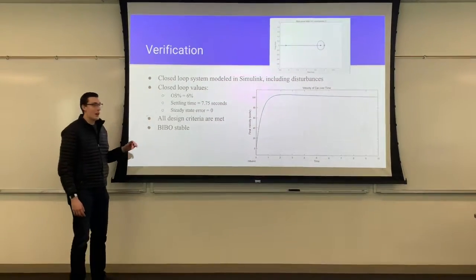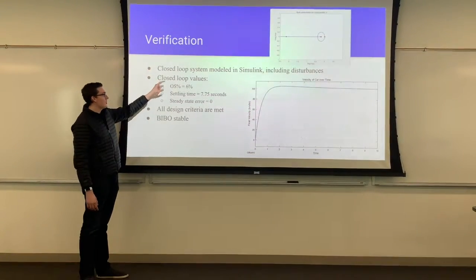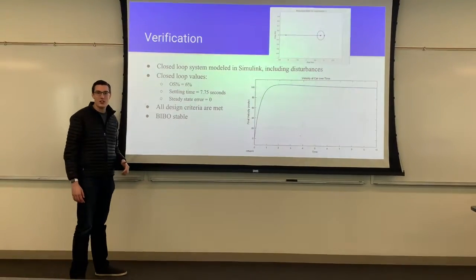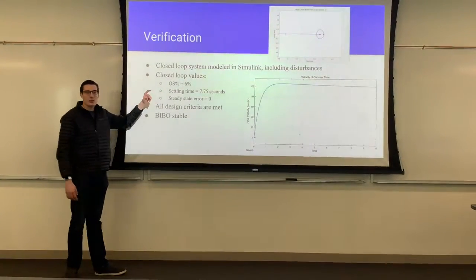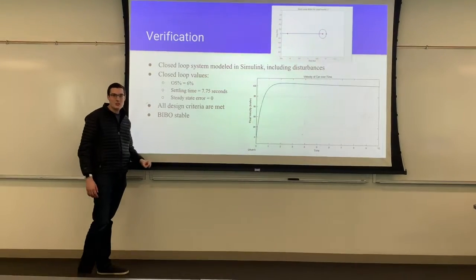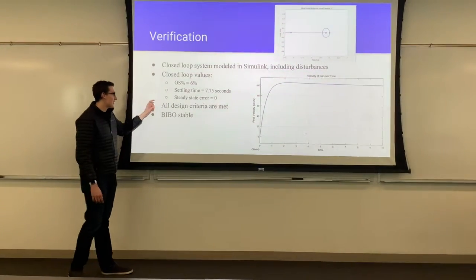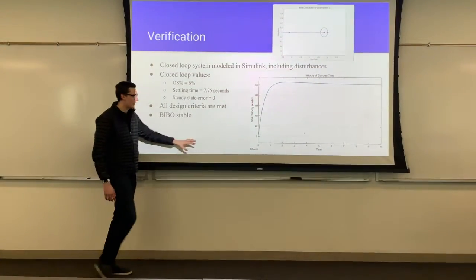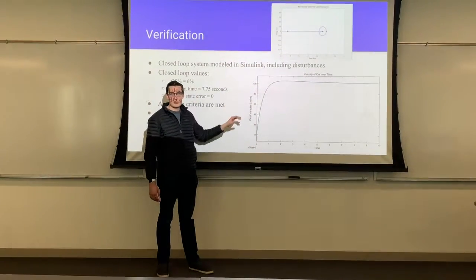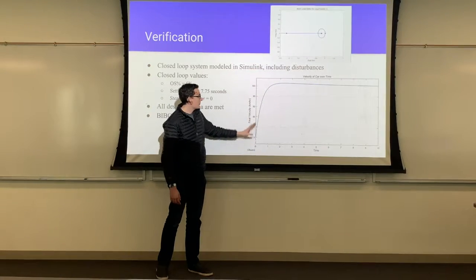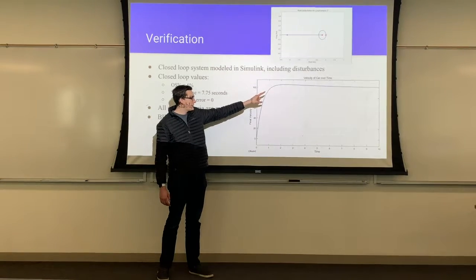My name is Aaron Frank, and I'll be talking about the verification and robustness analysis of our system. After we achieved our control gains, we modeled our system in Simulink, including disturbances, with the gains that we found. What we found is that our closed loop values had an overshoot of 6%, a settling time of 7.75 seconds, and 0 steady state error. All 3 of these are within the design criteria. Here we have the response of our system to a 100 km/h input. As you can see, there's minimal overshoot, and we hit the desired settling time.